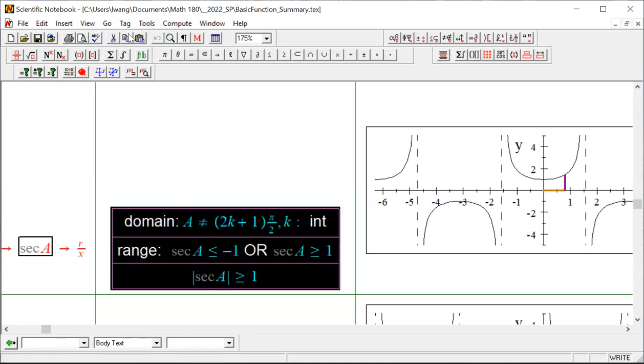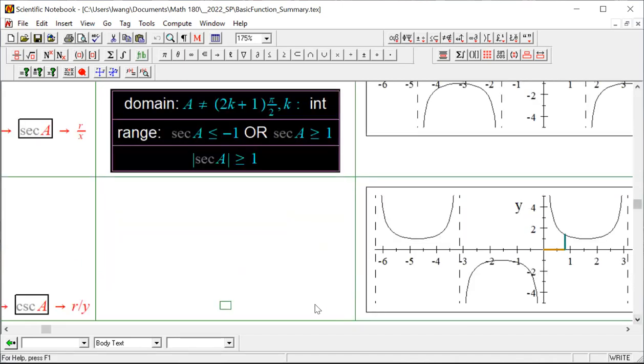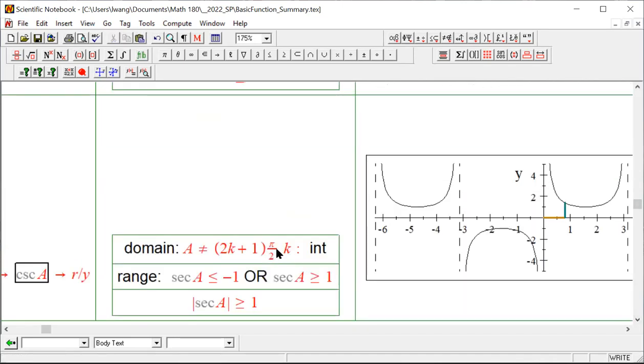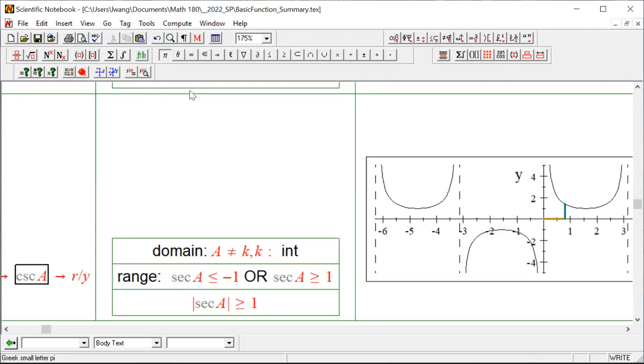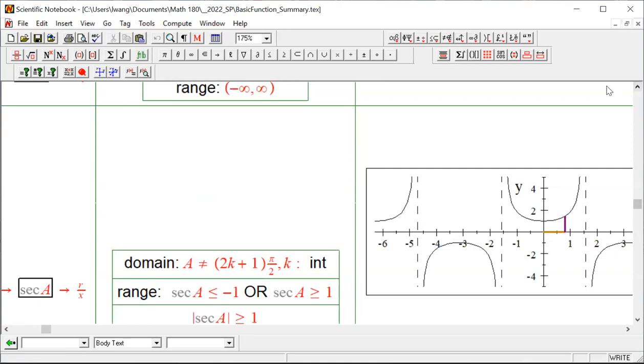Okay, and cosecant is almost similar, except the domain cannot be multiples of pi. So the domain of cosecant is the same as the domain of cotangent. The domain of secant is the same as tangent. We didn't graph everything for secant and cosecant. They're at your fingertips, but you can graph them if you want. If you have any questions, feel free to let me know. If we have time later in the semester, I'll arrange some time to do something about these graphs.